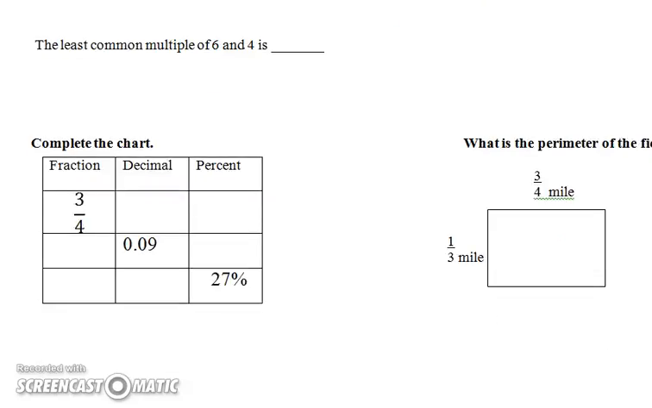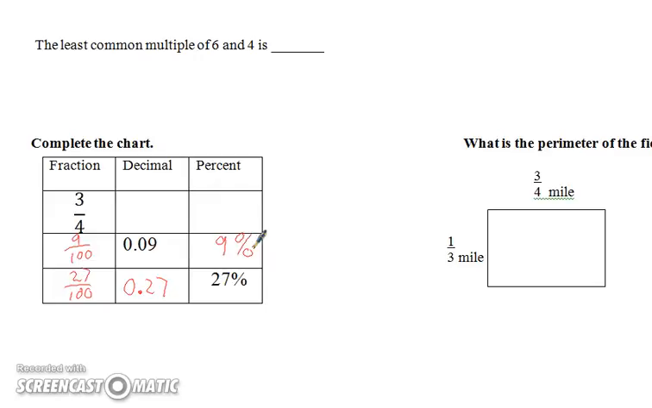Last two. Complete the chart. So we got some fractions, some decimals, and some percents. All right, I'm going to start with the 27% because percent means per 100. So I know my fraction is going to be 27 over 100. And the way I say that is 27 hundredths, so I know it's 0.27. The decimal is said 9 hundredths right here, so I know that's 9 over 100, which also makes that 9%.